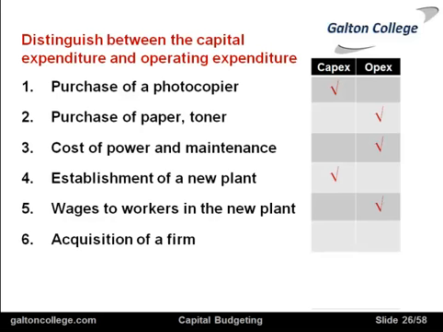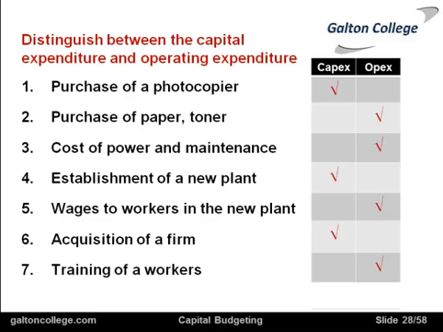The acquisition of a firm, well, you've probably guessed it by now, but that is capital expenditure because it's long term. It's a big decision that has ramifications into the future. Training of workers, well, that's operational. So we have a little table just to suggest to us what the difference between the two are. There's a last one here, which is training. The sales force, obviously, operational expenditure.